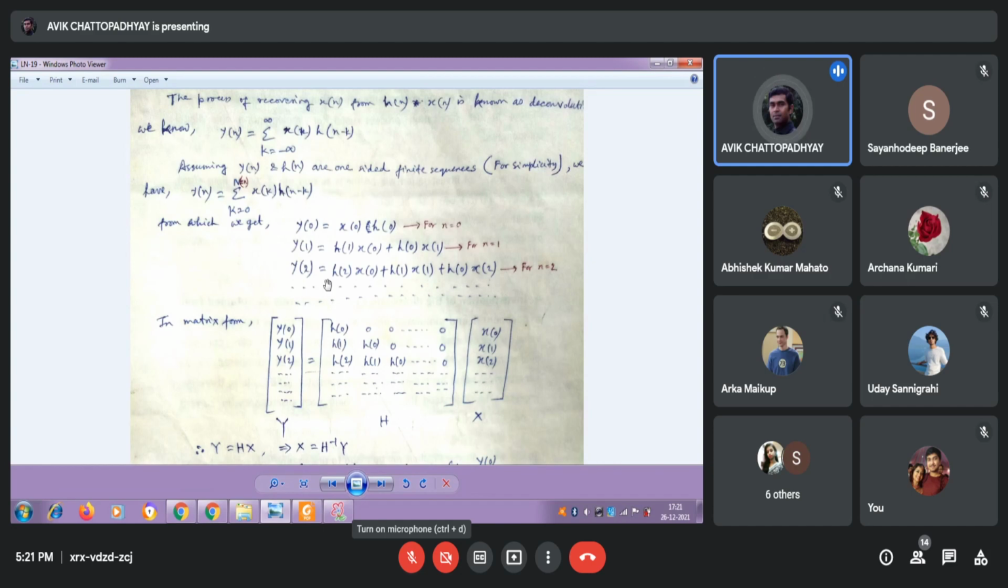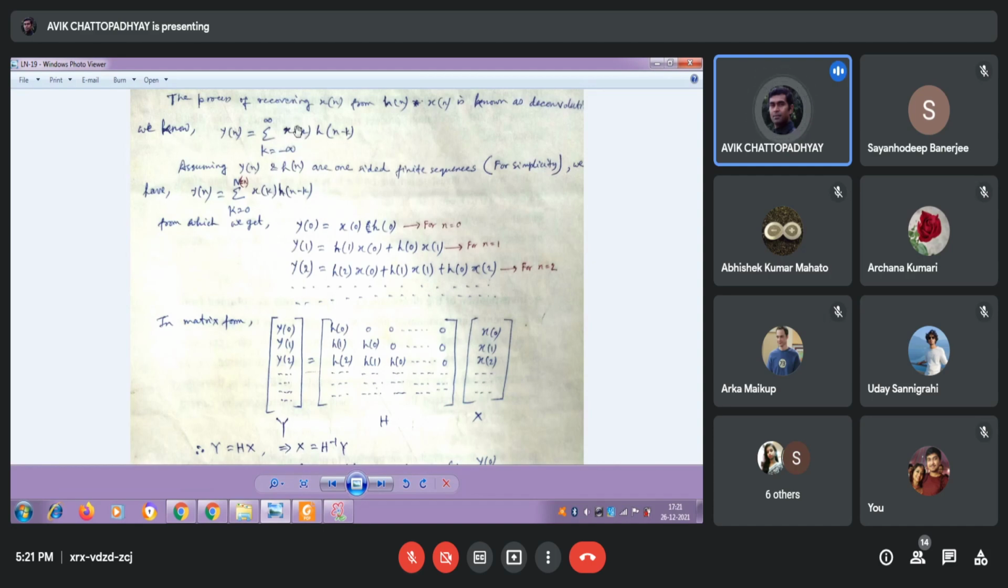Now how to implement that? Let's start with the formula of the convolution. This is the well-known formula of the convolution, that is y(n) in summation of this. Now, for the sake of simplicity, you just assume that y(n) and h(n), these two, are known in this case, but x(n) is not known. We have to find out this.